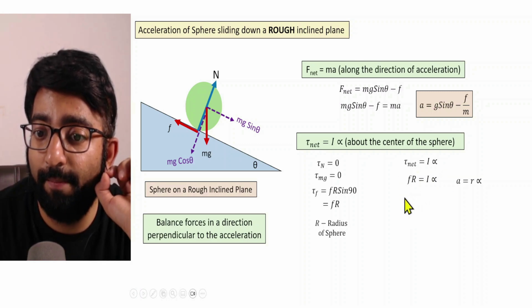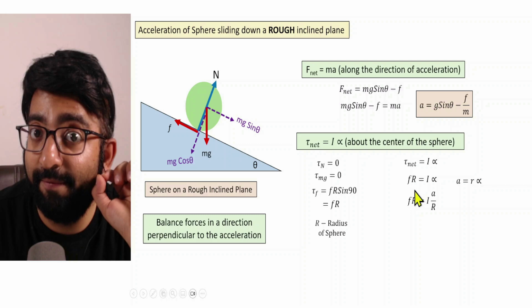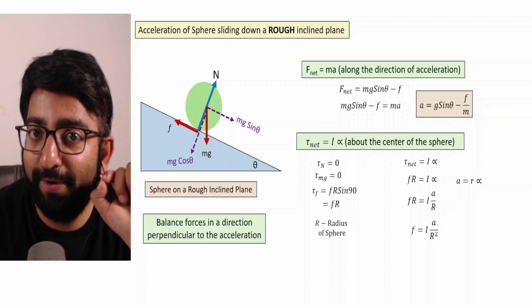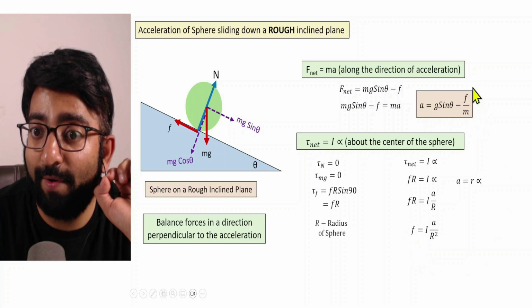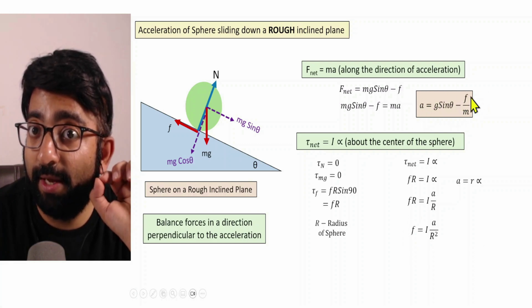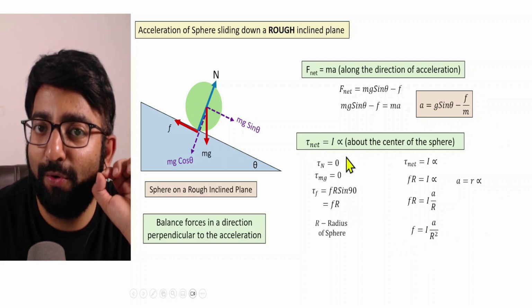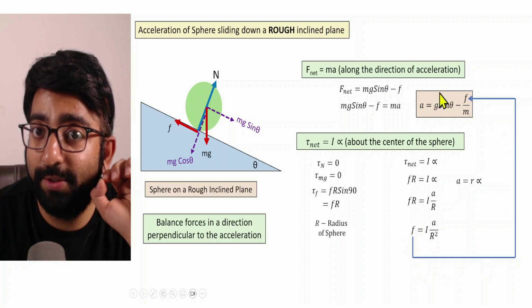So the expression will become F R is equal to I into, alpha replaced with a upon R. And now if we make friction the subject, we will get F is equal to I into a upon R square. And after this, what we will do is we will put this value of friction into the equation which we had found earlier. We will replace this F value from the expression which was derived using the torque net is equal to I alpha. So now we will replace this expression of F into this equation.